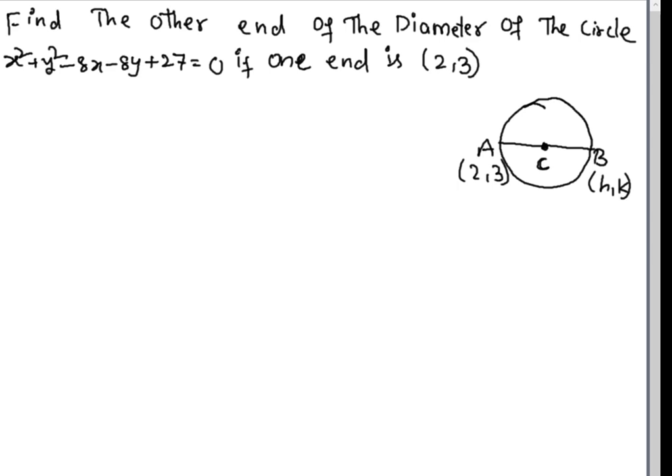Find the other end of the diameter of the circle x square plus y square minus 8x minus 8y plus 27 is equal to 0, if one end is (2, 3). Here the given circle equation is x square plus y square minus 8x minus 8y plus 27 is equal to 0. One end of the diameter is given, that is capital A (2, 3). Then we find the other end of the diameter, that is B (h, k). First we find the center. The center of this circle is (4, 4).